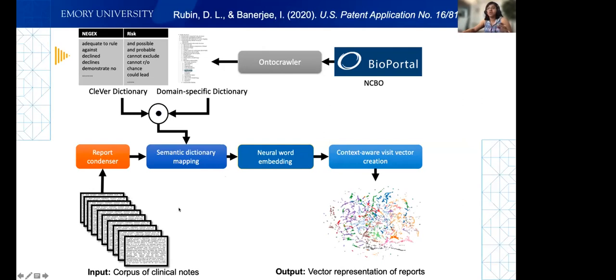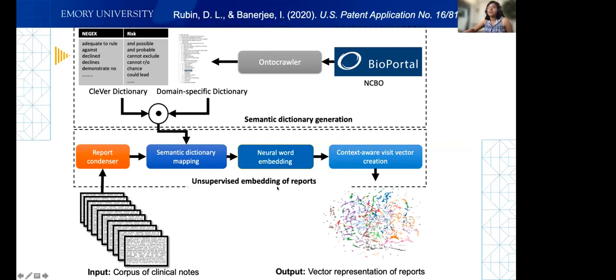So in that case, you will not have that kind of situation where the structured and unstructured report will live in two different arenas of your embedding space. So these are the main components, the semantic dictionary generation and unsupervised embedding.